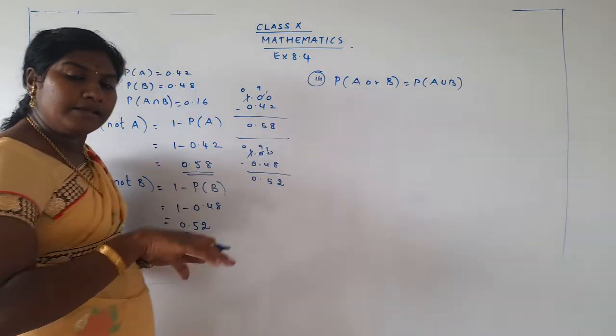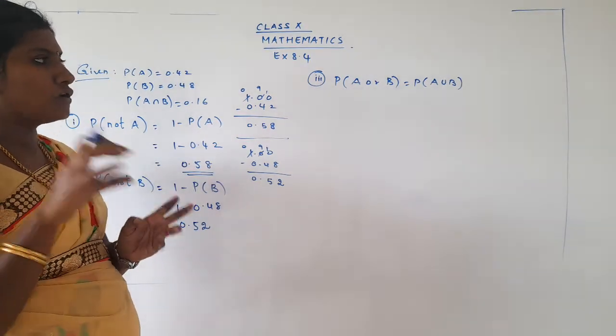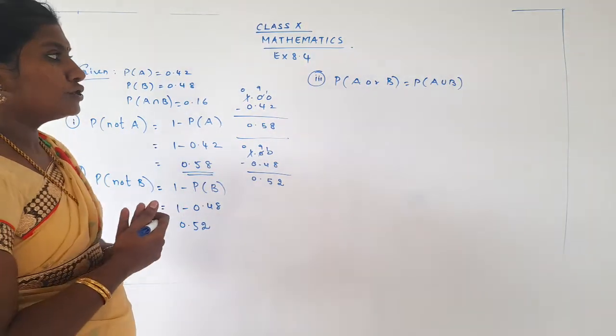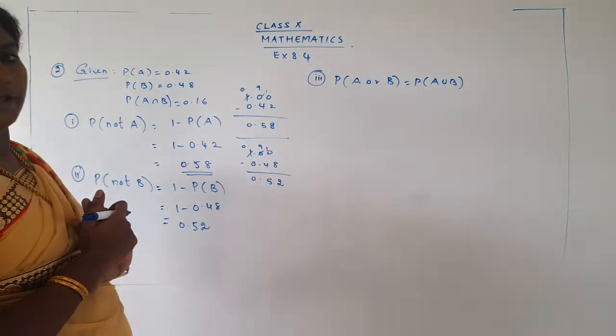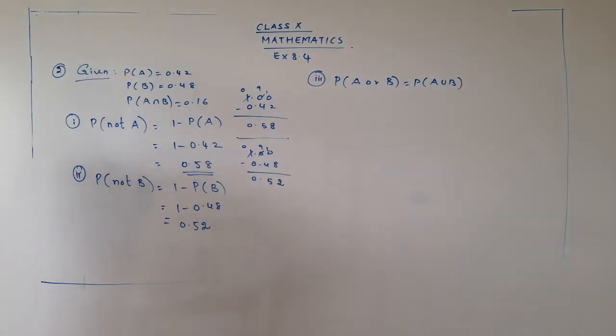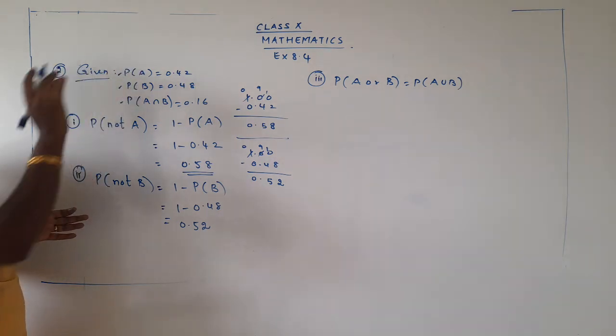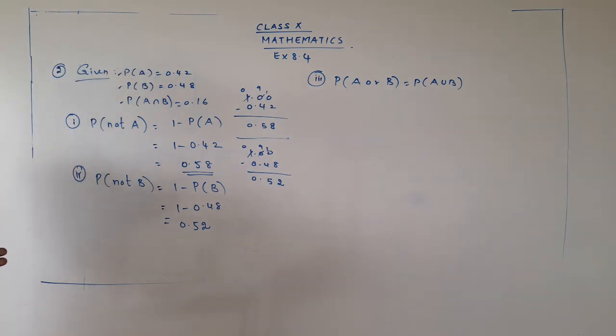If it is AND, you have to take it as intersection. If it is OR, you have to take it as union. So P of A or B means P of A union B. We know the formula for P of A union B. The formula is P of A plus P of B minus P of A intersection B. All the three values are known to us.